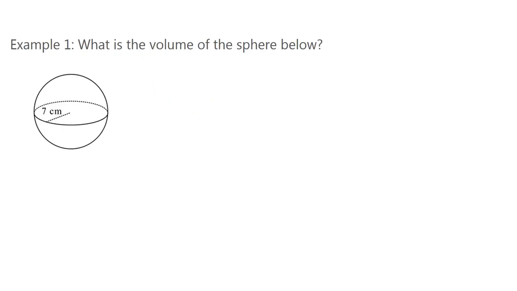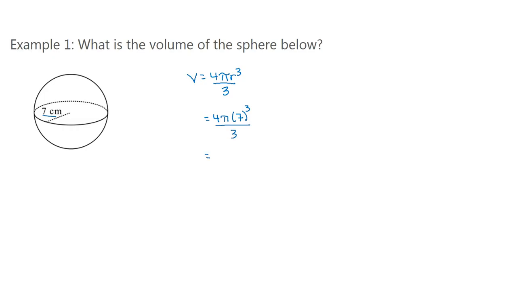So let's look at example 1. What is the volume of the sphere below? So we'll start by writing out the formula. 4 pi r cubed divided by 3. Now the radius is 7. So I'll just replace r with 7.